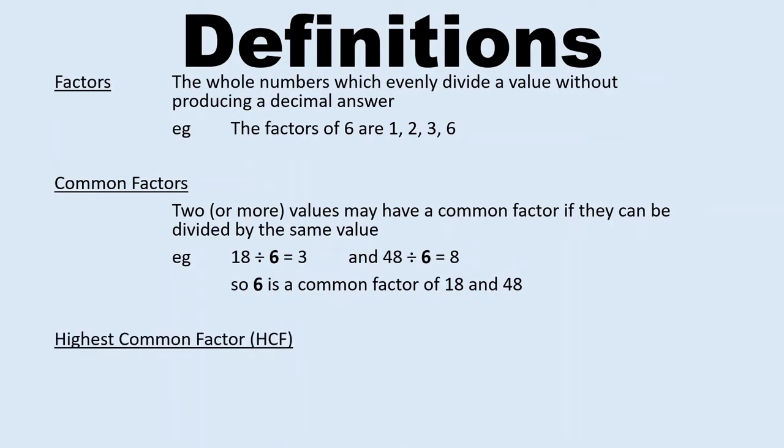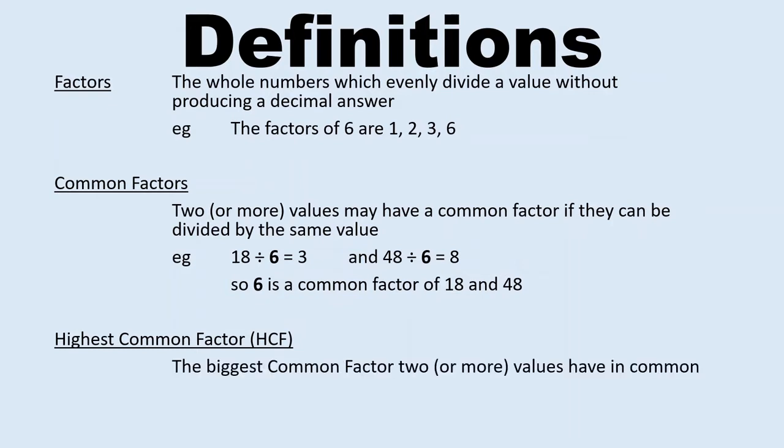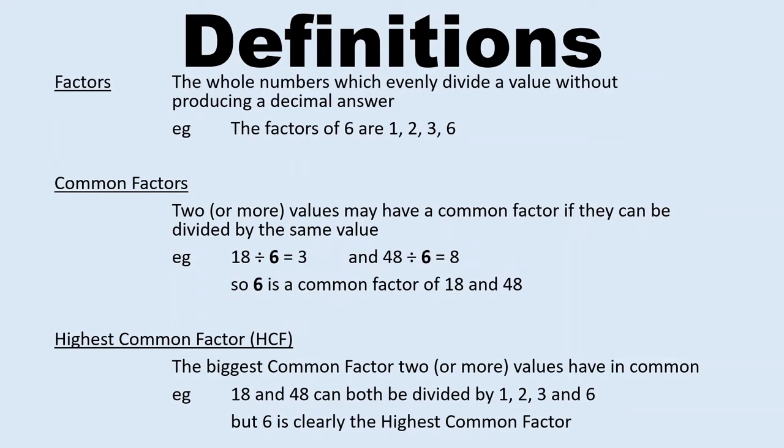The highest common factor, however, is the highest factor that two or more values have in common. So for example, 18 and 48 can both be divided by 1. All numbers can divide by 1. They could both be divided by 2 because they're both even numbers. They could both be divided by 3. 18 divided by 3 is 6. 48 divided by 3 is 16. And they can both be divided by 6, as we've just shown. But if we're looking for the highest common factor, that's the biggest number of these shared factors, and that is 6. 6 is the highest common factor of 18 and 48.